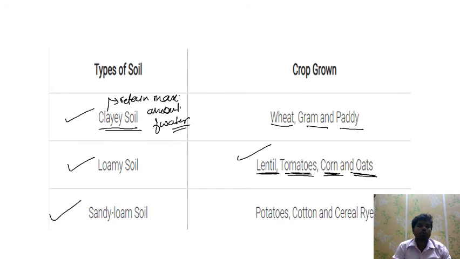Sandy loamy soil. Talking about the sandy loamy soil, what are the crops grown here? Potatoes, cotton, and cereal rye. Clear, students?